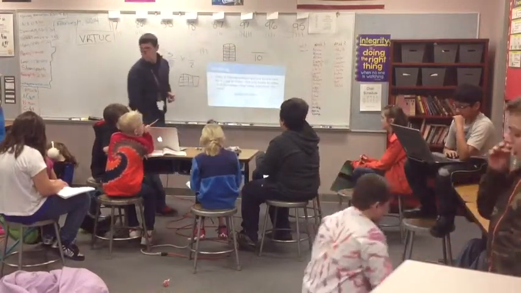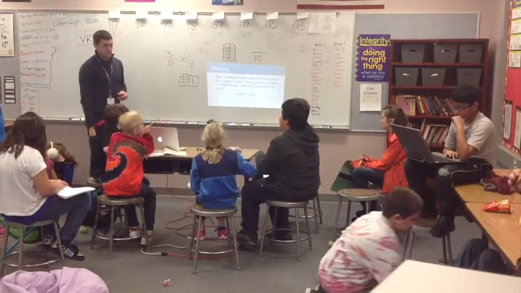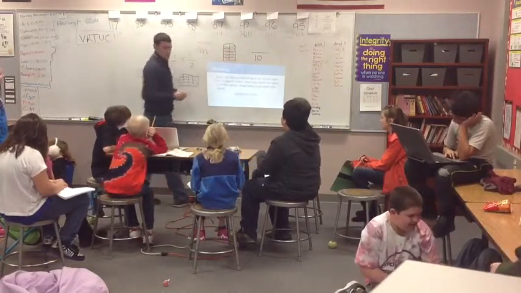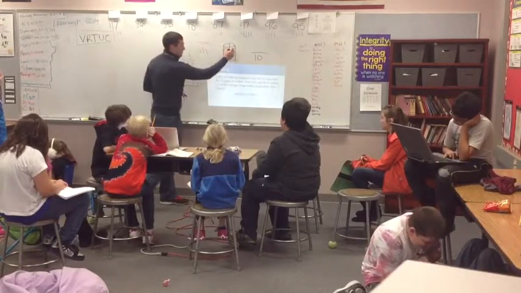How do we get our numerator? Count what's shaded. So do I count like 1, 2, 3, 4, 5, 6? So we've got 2? Yeah, 2.